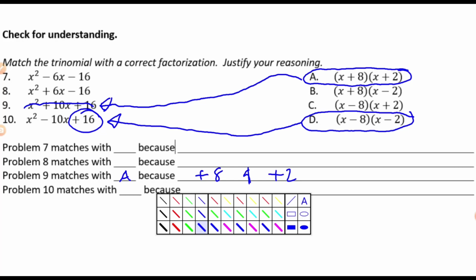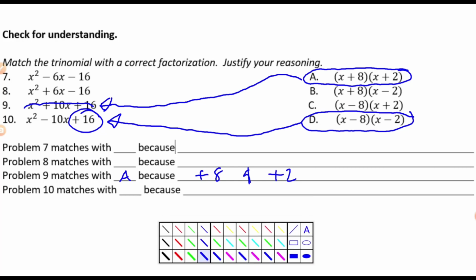So now I have number 10 matches with D because they're both negative. And a negative times a negative is a positive. So that would be my answer for that one. So I just solved 2 of these problems. And now I'm looking at the next one.